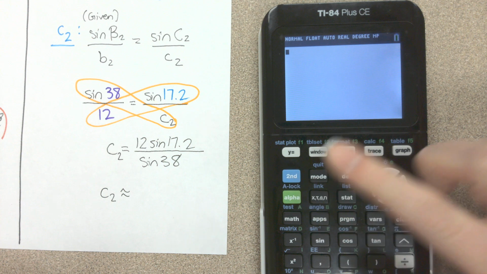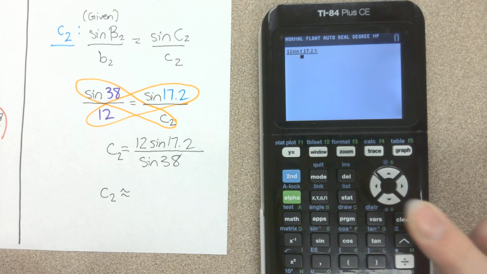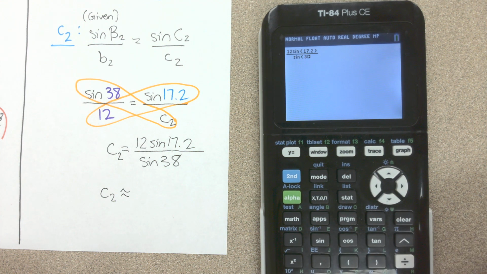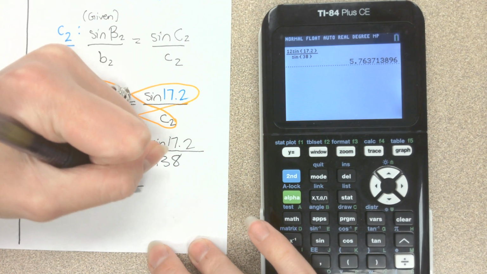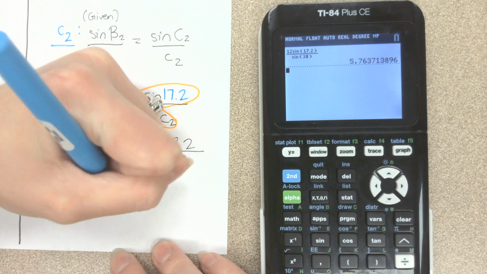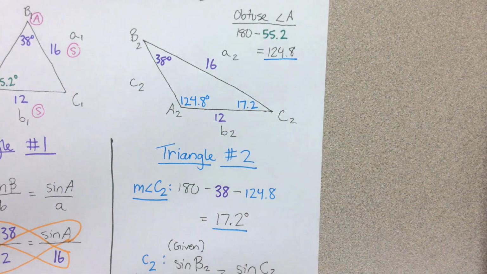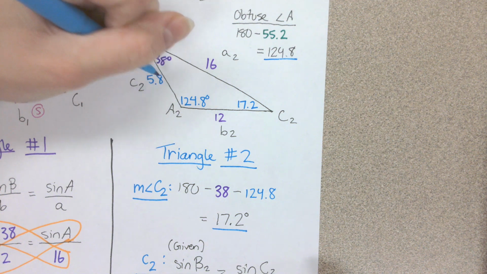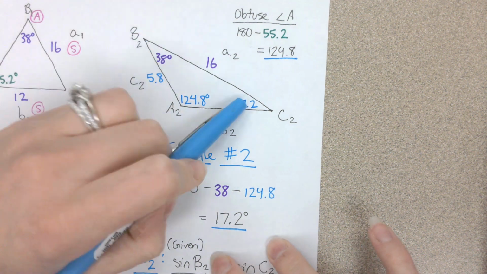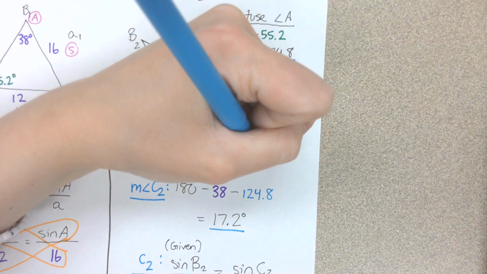Okay, we have 12 sine of 17.2 over sine of 38. 5.8. That is side C2. So we have the 3 givens and the 3 missings solved for. So triangle 2 is completely solved.